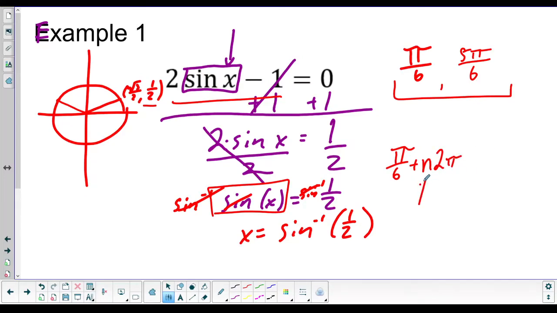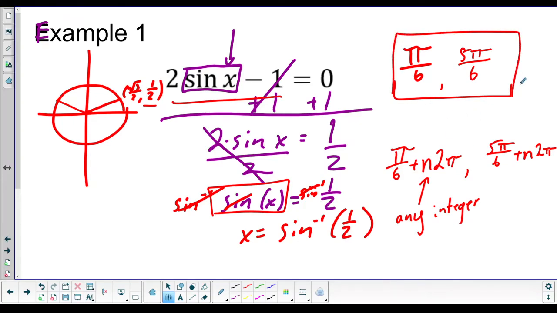What this n is, n in math means any integer. So it could be like 2, 3, 4. So you add any number of 2 pi's to this, and you'll get one of those other repeated solutions. Same thing with this one. You would just do 5 pi over 6 plus n, so any number you want that's an integer, times 2 pi. So any number of 2 pi's. You can do 2 pi, 4 pi, 6 pi, so on. Okay? So on your homework, I'm probably only going to ask you for these just to avoid confusion and complications, but realize trig functions do repeat.